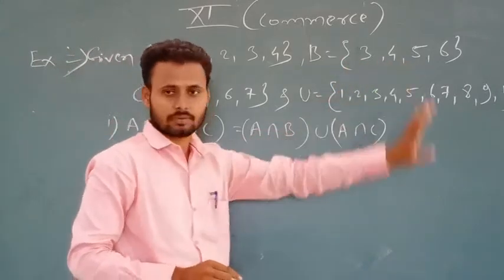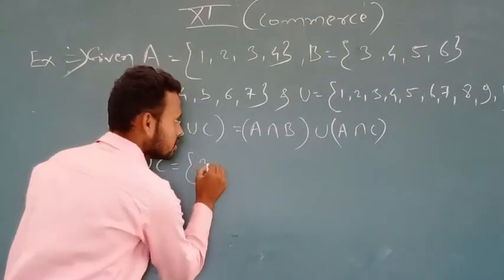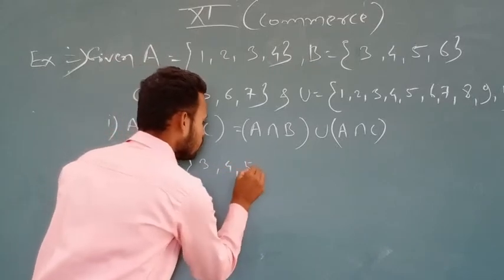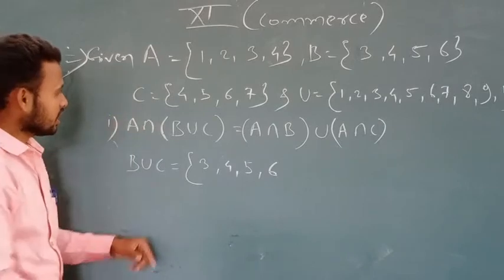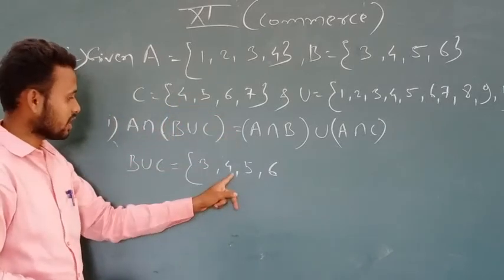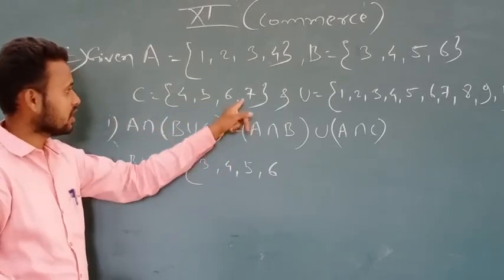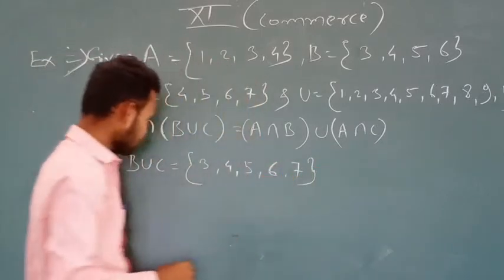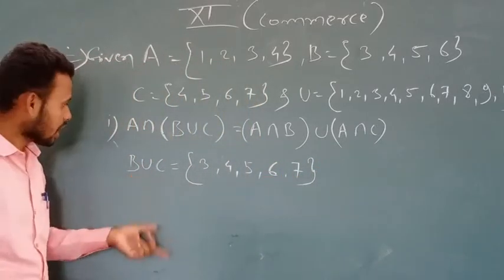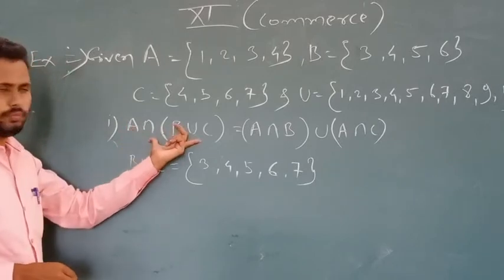B union with C which is equal to set containing the elements. Here B set first we already write elements as it is, means 3 4 5 6. Then C set elements 4 5 6 already exist here, remaining element 7, therefore only we write here 7. We get B union with C. Now we take A intersection with B union with C.